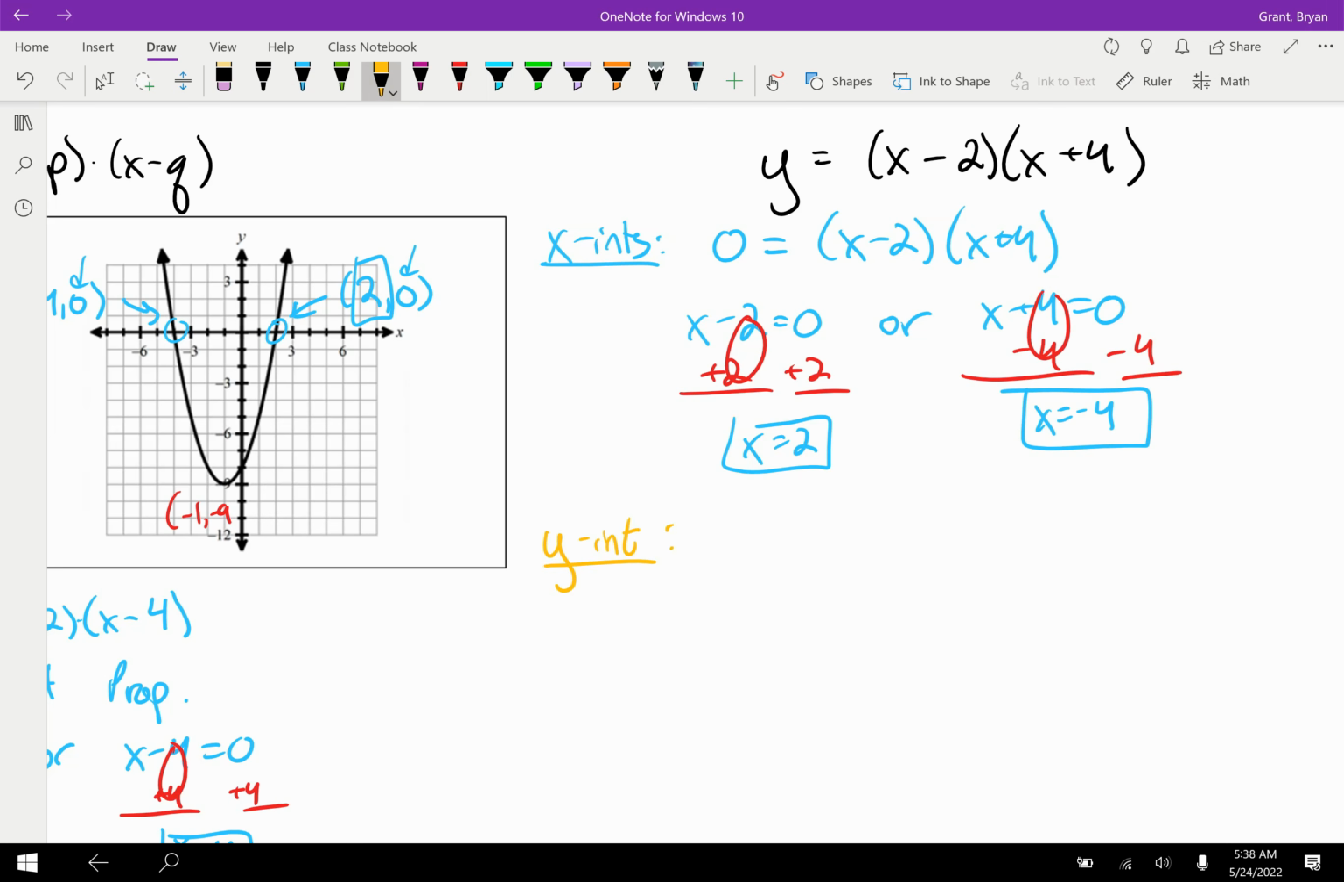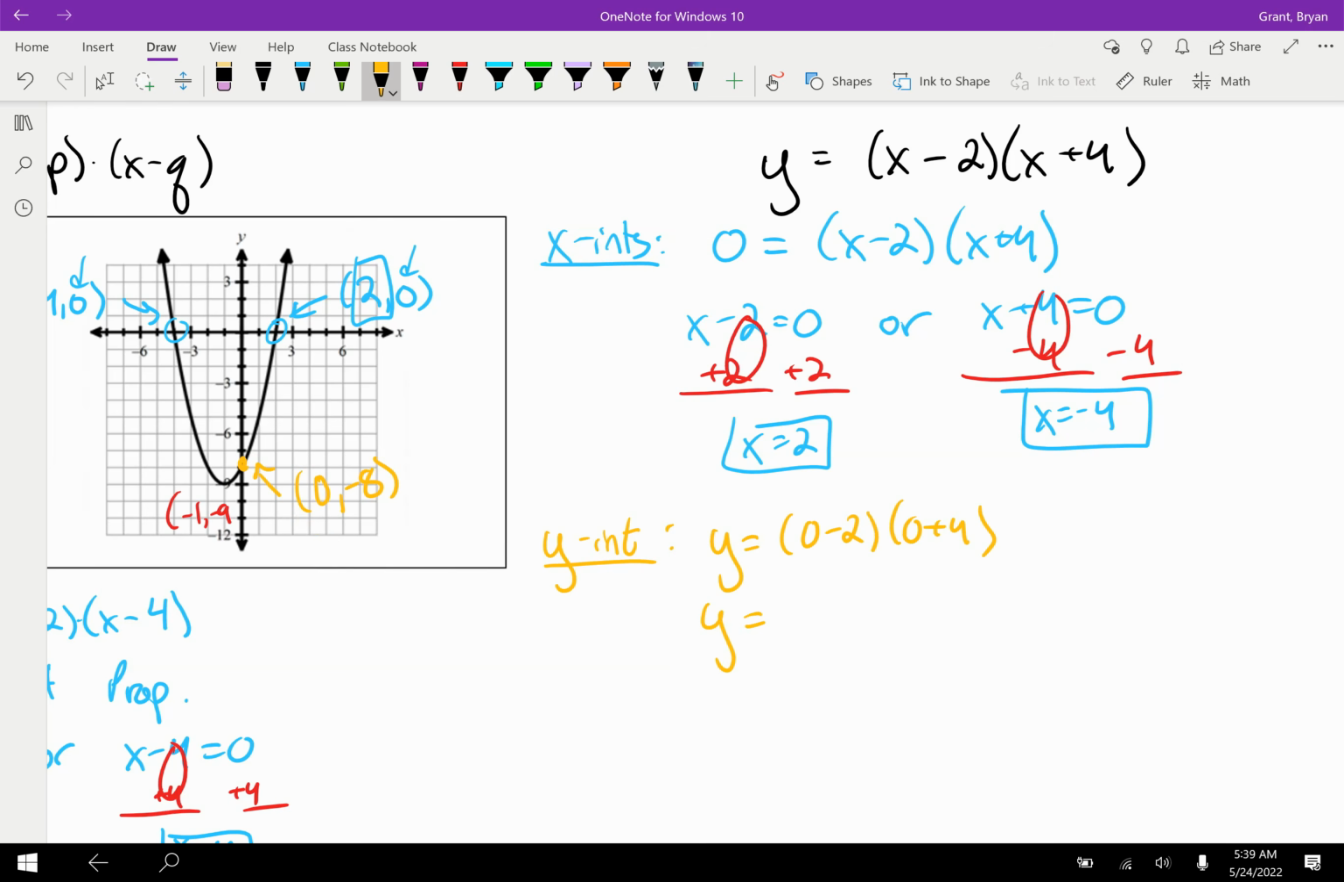The y-intercept is found by pretty much doing the opposite of the x-intercepts, right? This y-intercept we can see down here is (0, -8). Looks like they made the x 0. So let's try that. y equals (0 minus 2) times (0 plus 4).